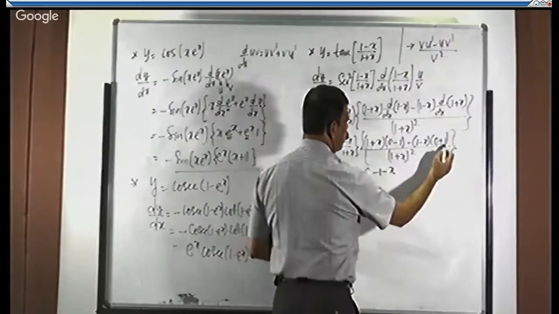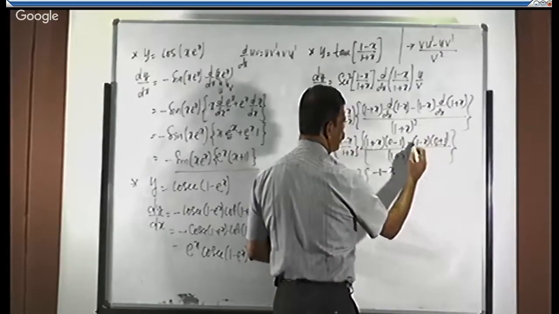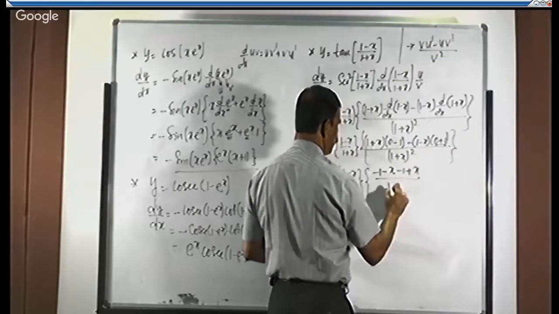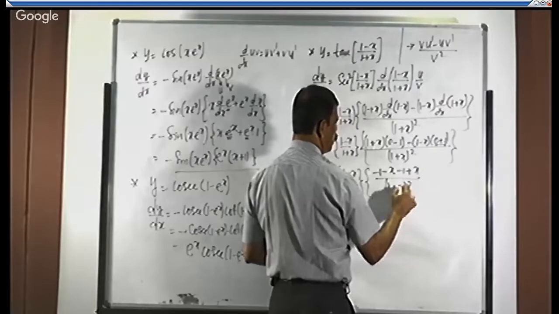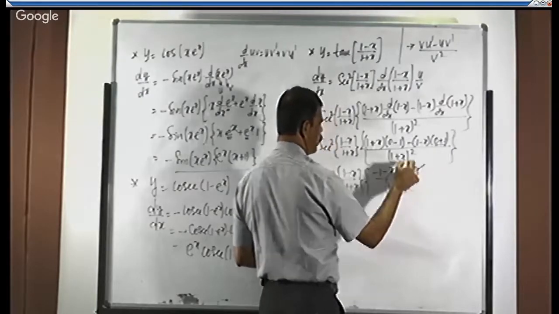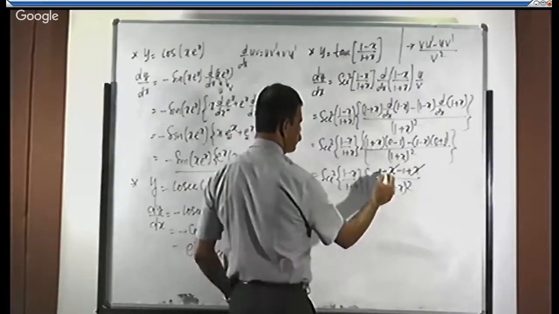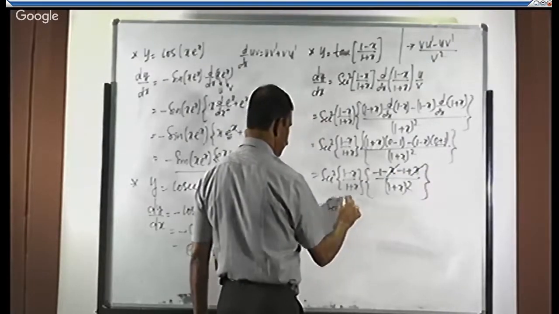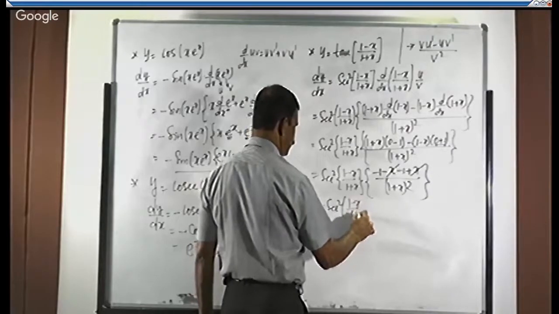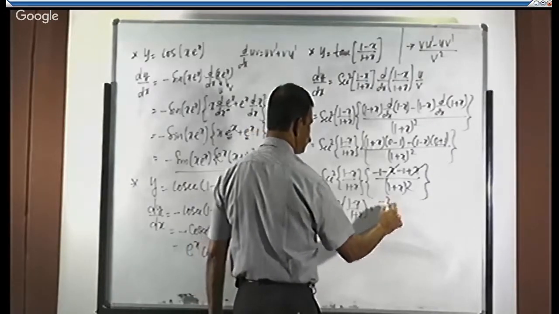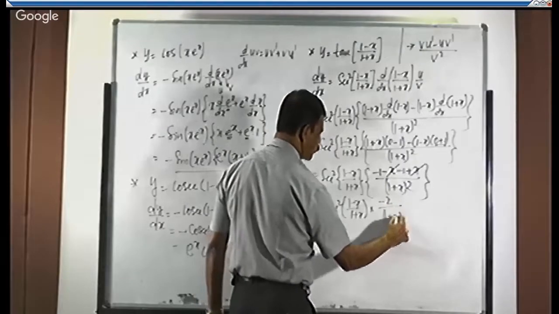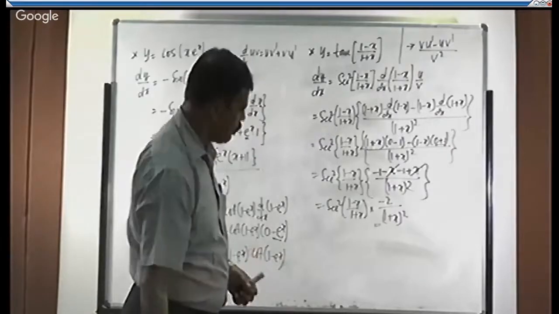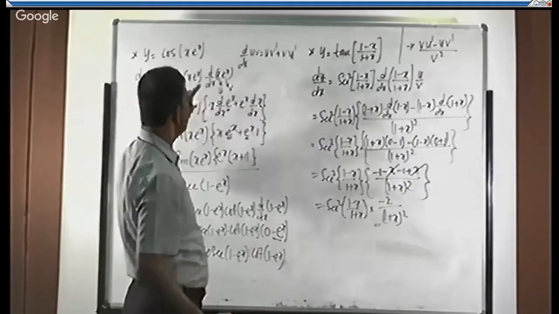0 plus 1 is what? 1. 1 is multiplied with this. Minus 1. Minus into minus plus x, by 1 plus x whole square. See, minus x plus x get cancelled. What is remaining? Minus 1, minus 1. That is minus 2. Secant square of 1 minus x by 1 plus x into minus 2 by 1 plus x whole square. Right?